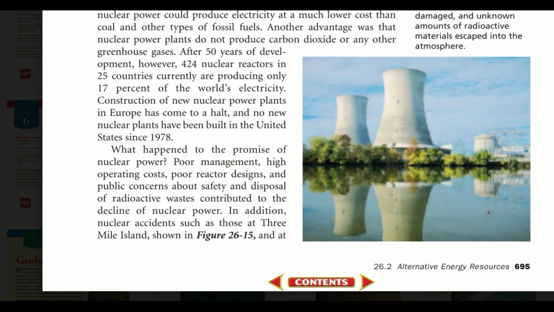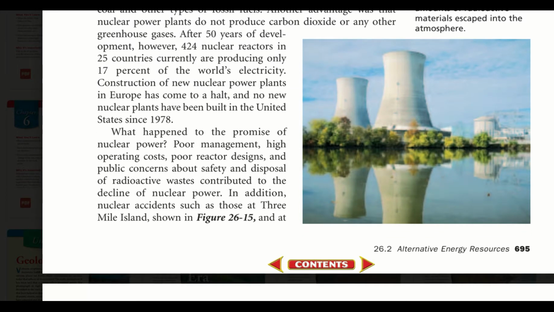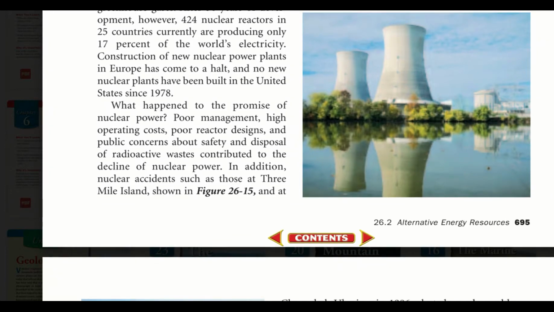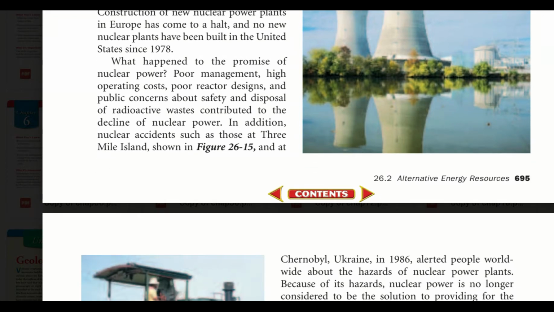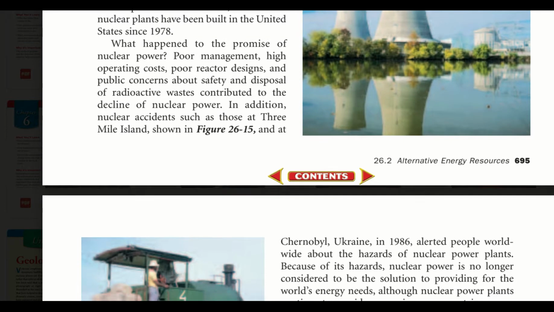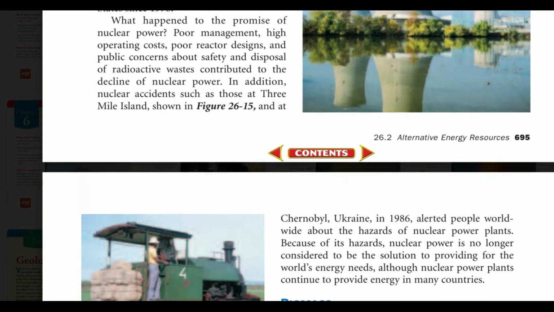After 50 years of development, however, 424 nuclear reactors in 25 countries currently are producing only 17% of the world's electricity. Construction of new nuclear power plants in Europe has come to a halt, and no new nuclear plants have been built in the United States since 1978. What happened to the promise of nuclear power? Poor management, high operating costs, poor reactor designs, and public concerns about safety and disposal of radioactive waste contributed to the decline of nuclear power.